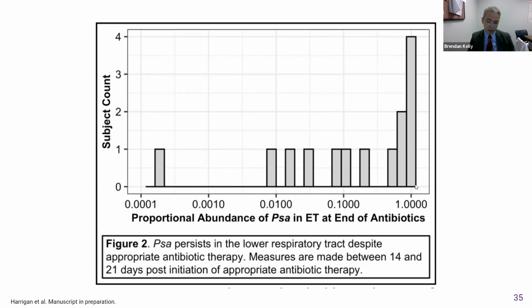So some subjects, after their 2 weeks of treatment, still have 100% of their 16S ribosomal RNA, or this was shotgun metagenomic data, reads assigned to Pseudomonas. Now, I have to say that one of the challenges with sequence-based analysis of the microbiome is that there's a lag after bacteria are killed where DNA is still detectable. But again, this was between 2 and 3 weeks out past the initiation of antibiotic treatment, and you still see really high abundance of Pseudomonas in some subjects, but it ranges widely.